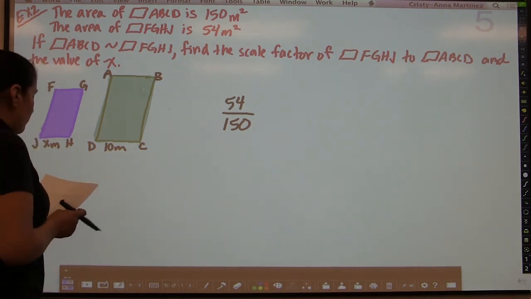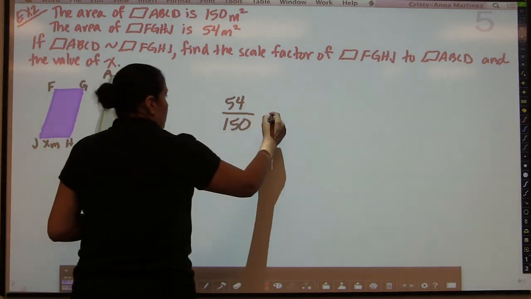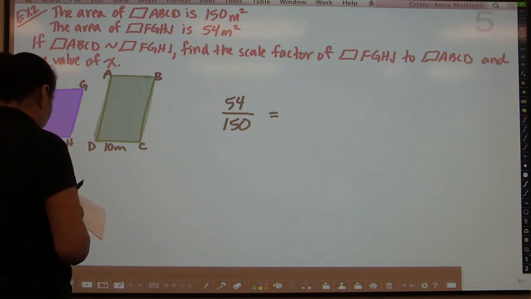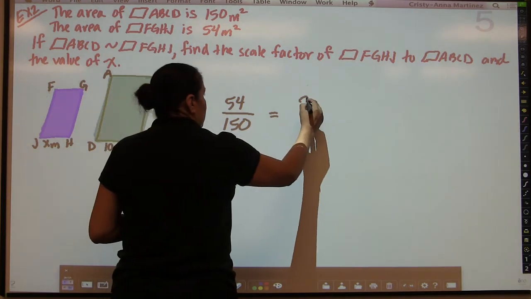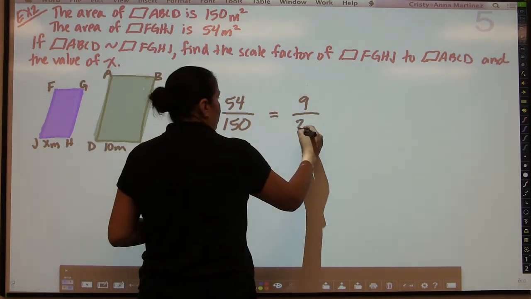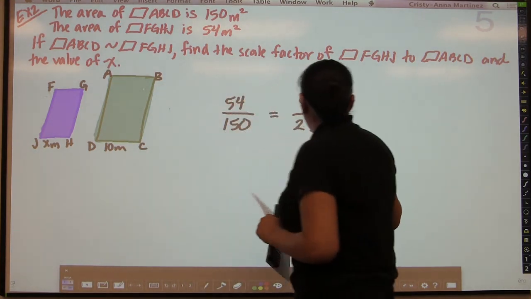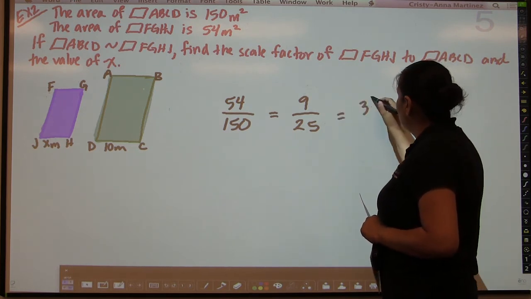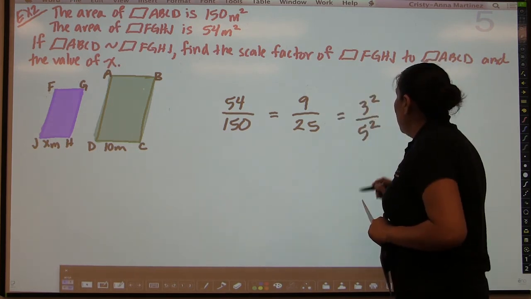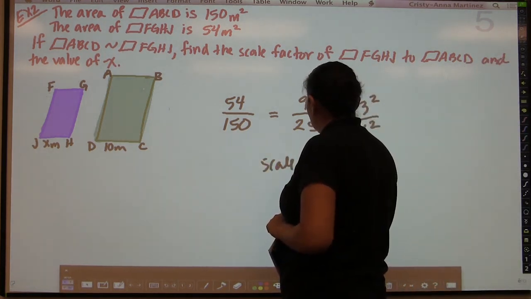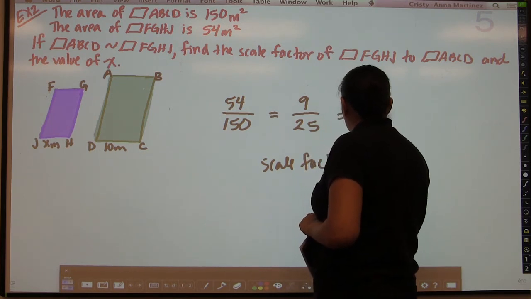But before we do that, it might be easier if we reduce this fraction. I'm pretty sure that 6 goes into both of those numbers. 54 divided by 6 is going to give us 9. And 150 divided by 6 is going to give us 25. All right? And so remember, this is the ratio of the areas, which we know is squared. So this is the same as 3 squared over 5 squared. And so now we can see that the scale factor is actually going to be 3 to 5.